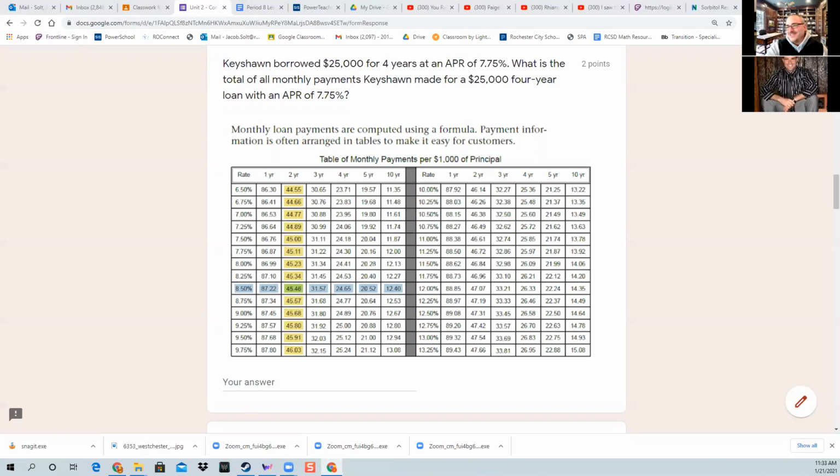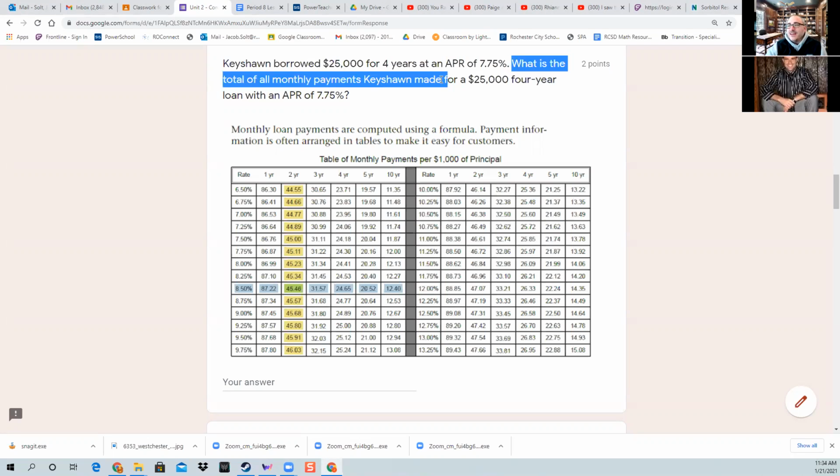Yep. Okay, Mr. K's already got it for us in that chat as well. So now we know the monthly payment that Keyshawn's going to have to pay for this loan is $607.50 per month. But this question doesn't ask what his monthly payment is. What does it ask? It says, what is the total of all monthly payments that Keyshawn made? So we're not done. We just have the monthly payment right now, which was $607.50.